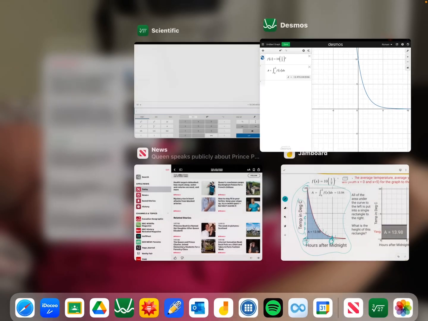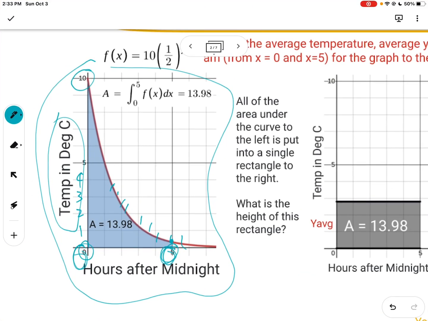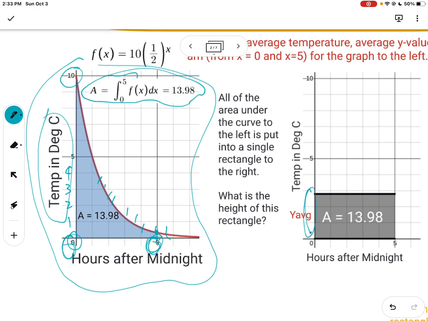Okay, so let's go back now. What we did is we got that area, and when I used this, it was about 13.98. Now what I'm going to do is take that area and put it all into a single rectangle and figure out what the average height of that rectangle is. The average height of that rectangle is going to give us the average y value over here on the temperature graph.